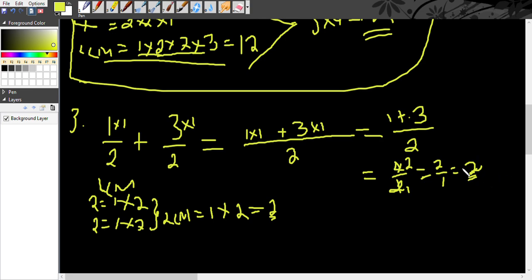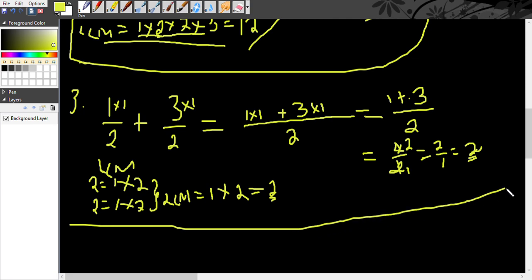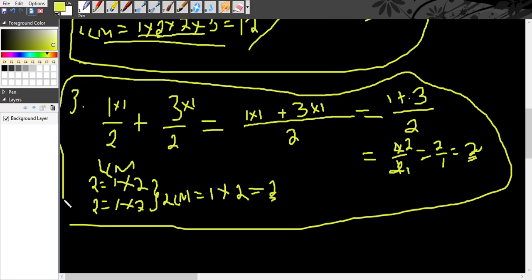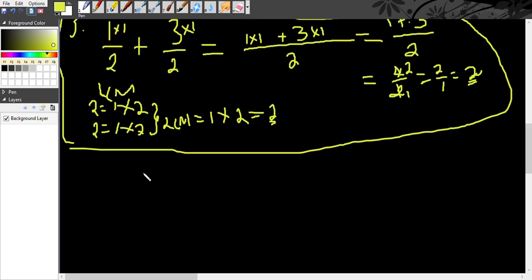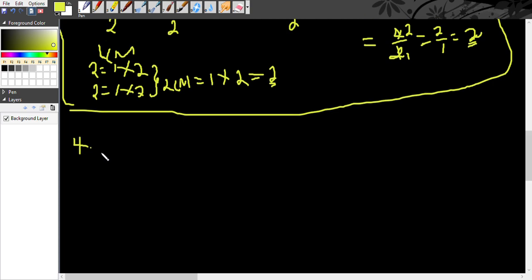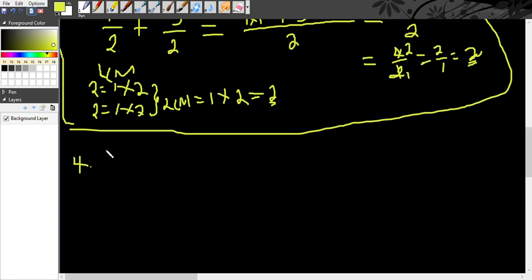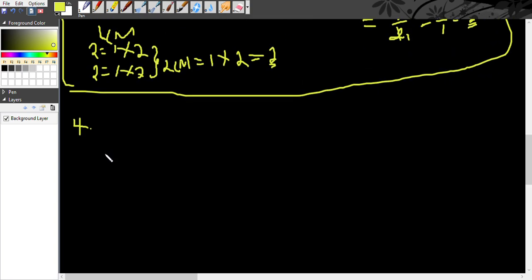Wow, that's very nice actually. So 2 is the number, the simplified version of example 3. Let's do another one of the same type. Example 4. Let me do example 4.